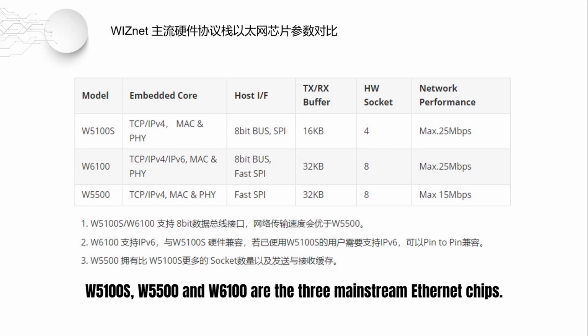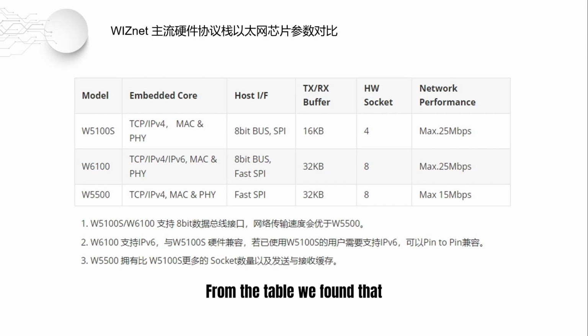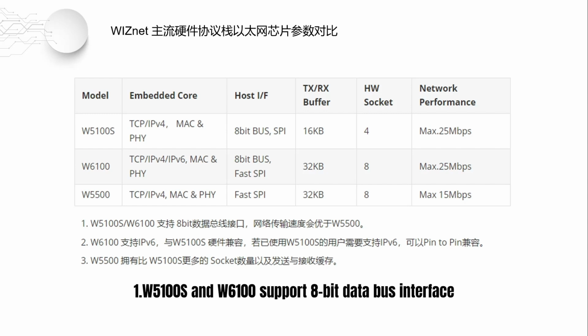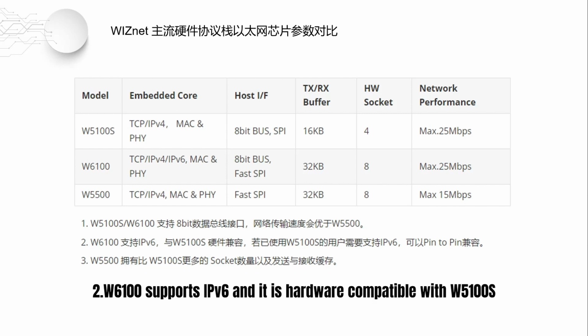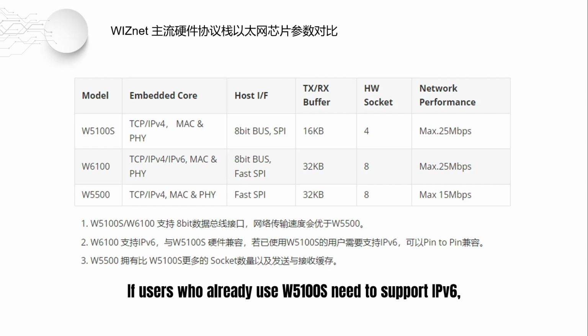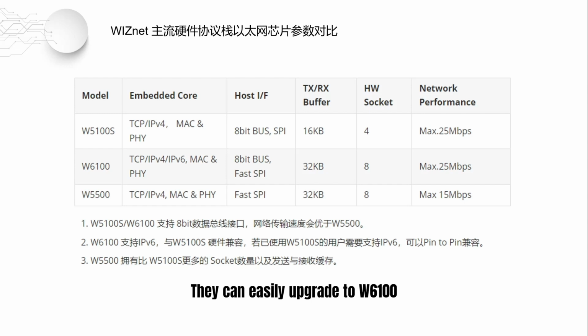W5100S, W5500 and W6100 are the three mainstream Ethernet chips. From the table we find that: 1. W5100S and W6100 support an 8-bit data bus interface, and their network transmission speed is better than W5500. 2. W6100 supports IPv6 and is hardware compatible with W5100S. If users who already use W5100S need to support IPv6, they can easily upgrade to W6100. 3. W5500 has more sockets than W5100S, with larger send and receive buffers.